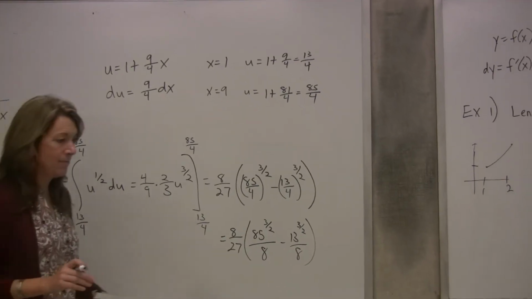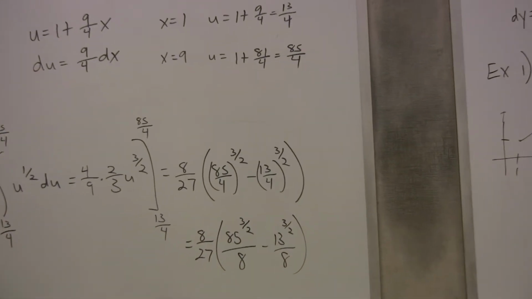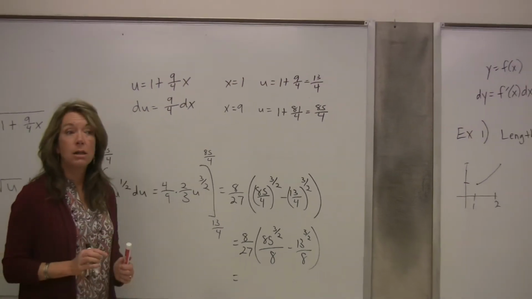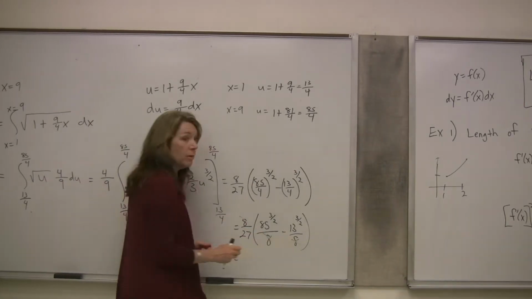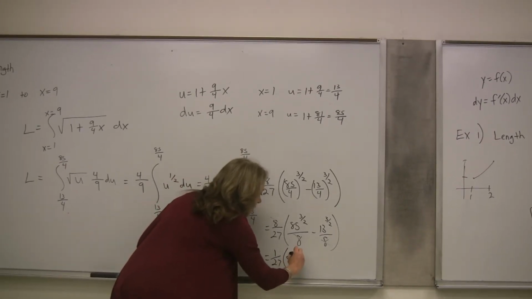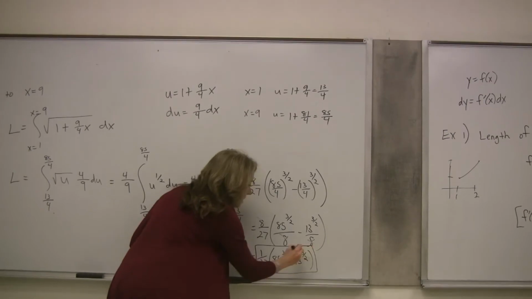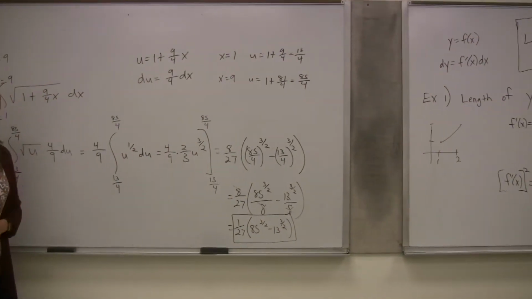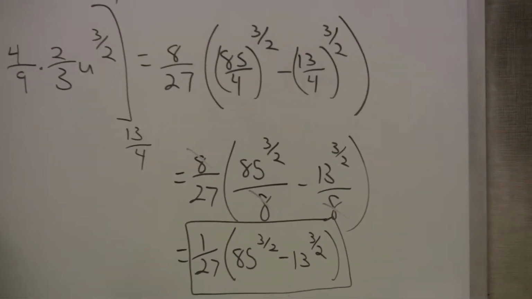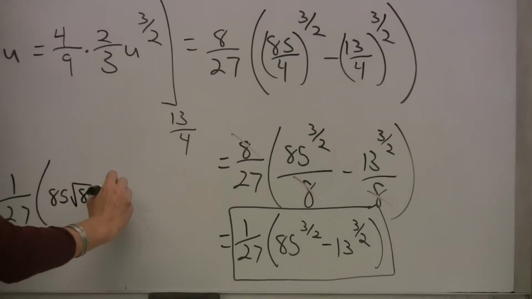So what's going to happen? Not much, I could subtract, I suppose, but something else is going to happen nicely. The 8s are all going to reduce, right? This 8 is going to reduce with both of those. So I'm left with 1/27 times 85 to the 3/2 minus 13 to the 3/2. Now, if you leave your answer like this, I will accept it. If you go to check the answer on my answer sheet, if this was a lab assignment question, it would look like this: 1/27 times 85 square root of 85 minus 13 square root of 13.